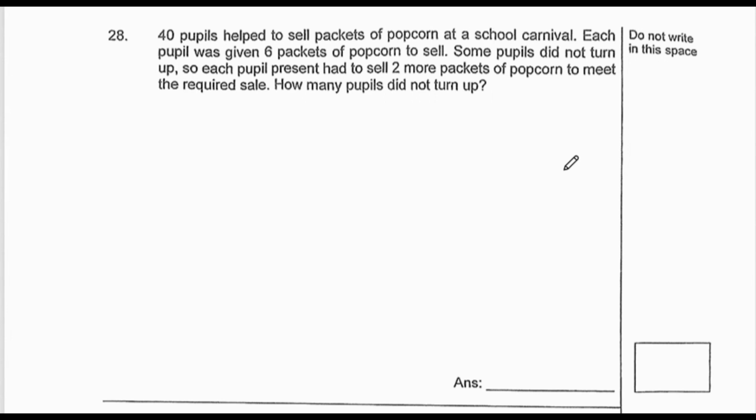Okay, so firstly, there were 40 at first, right? But each pupil was supposed to sell 6 packets. So the total number of packets that they had to sell would be 40 times 6. Okay, 240. So no matter whether you have pupils not turning up or not, your total number of packets to be sold has to be 240.